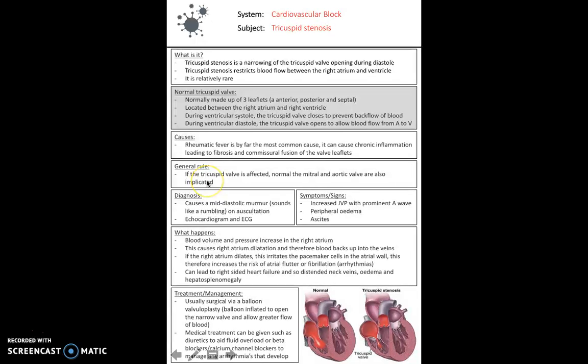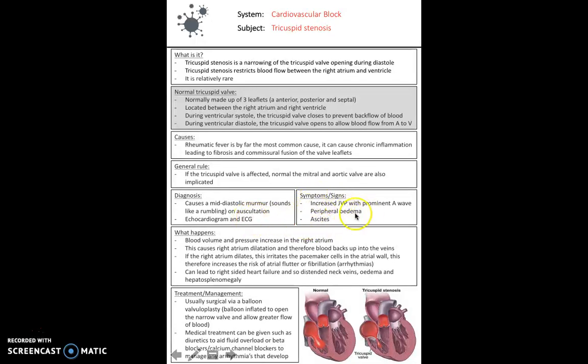So the general rule here is that normally if you've got a problem with the tricuspid valve, the mitral and aortic valve are normally also affected as well, and either slightly stenosed or regurgitating, or a mix of the two. In terms of diagnosis, this time we'll hear a mid-diastolic murmur, so it sounds like a rumbling on auscultation. But obviously definitive diagnosis comes from an echocardiogram and ECG.